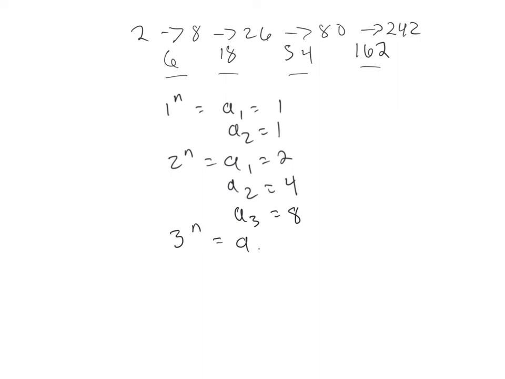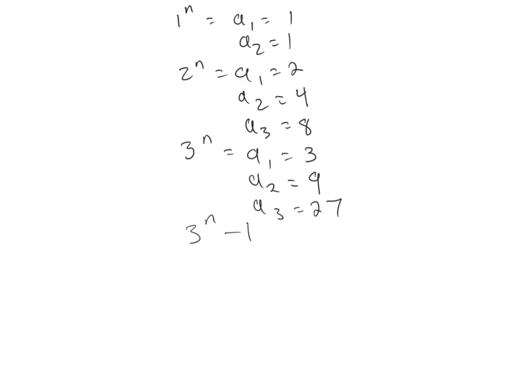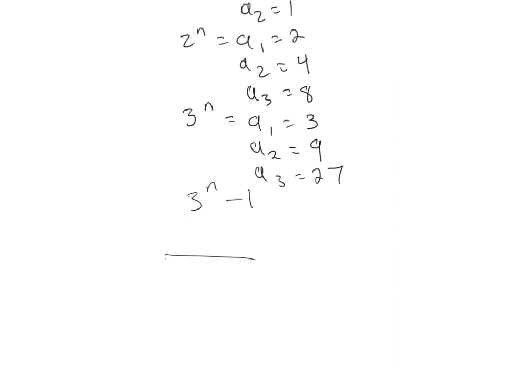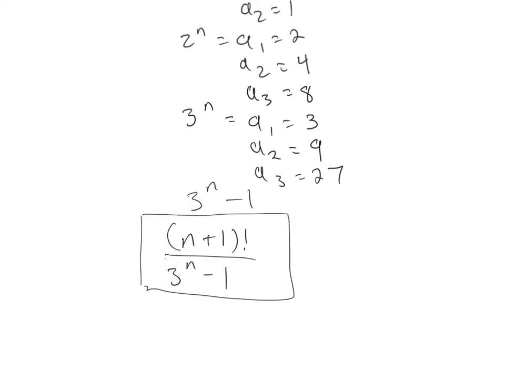3 to the n. A sub 1 will give me 3, which is close to 2, but not 2. A sub 2 will give me 3 squared, which is 9. That's close to 8, not 8. And a sub 3 will give me 27. It's close to 26, not 26, but I noticed that 3, 9, and 27 are close to my numbers, except I just have to subtract 1. So I have a feeling my denominator is 3 to the n minus 1. So if I combine my numerator being, once again, n plus 1 factorial, and my denominator is then 3 to the n minus 1, that will be my answer for that one.